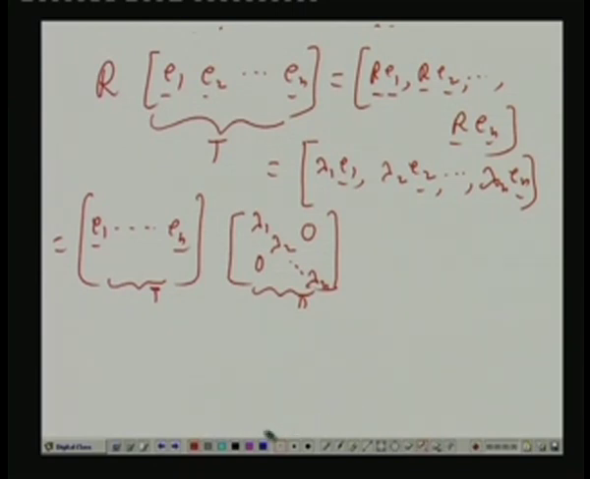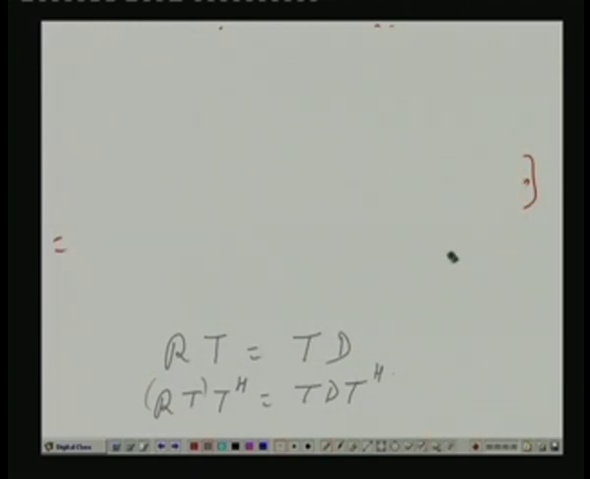So in short, you can say R T is T D. So if I now post multiply R T by T Hermitian, then I get T D T Hermitian. So here also on the right hand side I bring in T Hermitian. Now what is T T Hermitian? That is very interesting to see, and that is what we will conclude with.